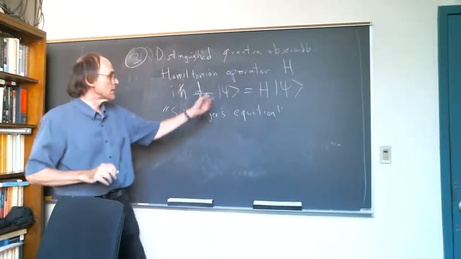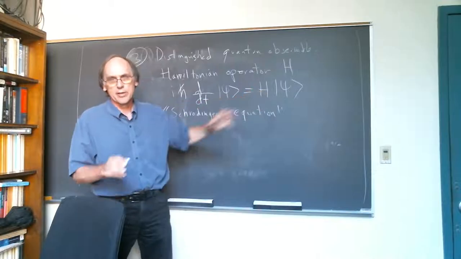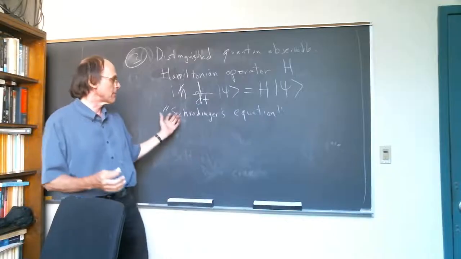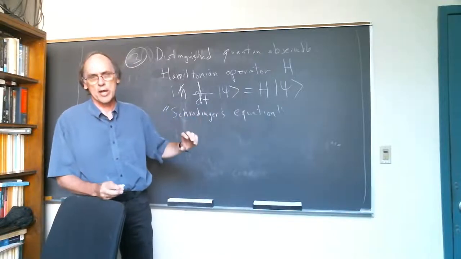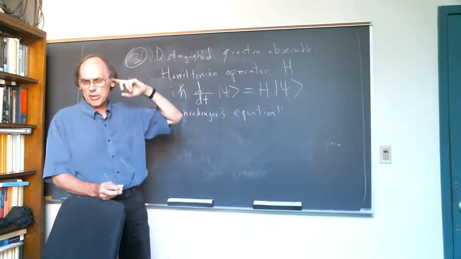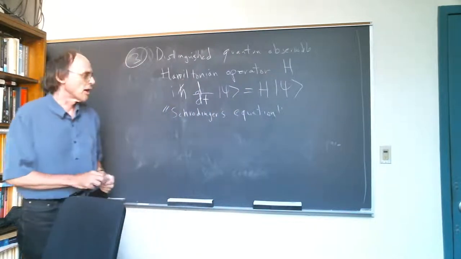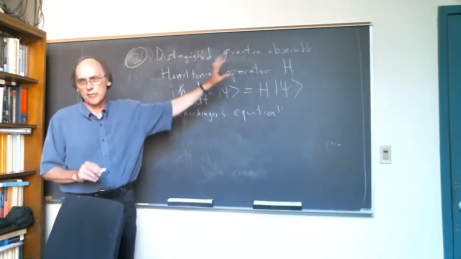If you have a specific realization of what your states look like, and a specific realization of this operator, you're going to have something much more concrete, maybe some kind of partial differential equation. When people talk about Schrödinger's equation, they often mean a much more concrete version of it. But this is the abstract version.